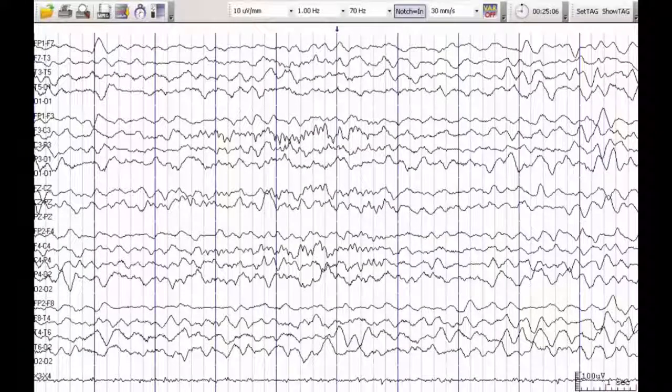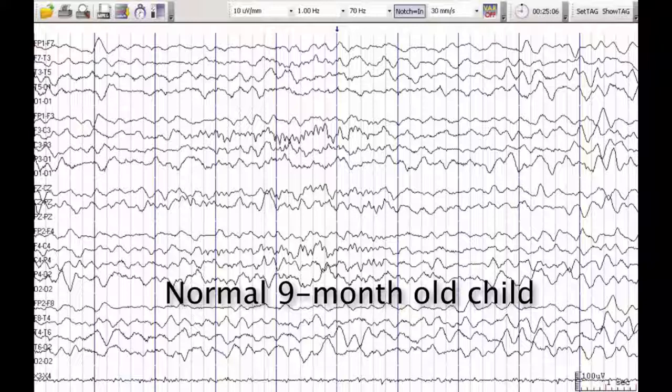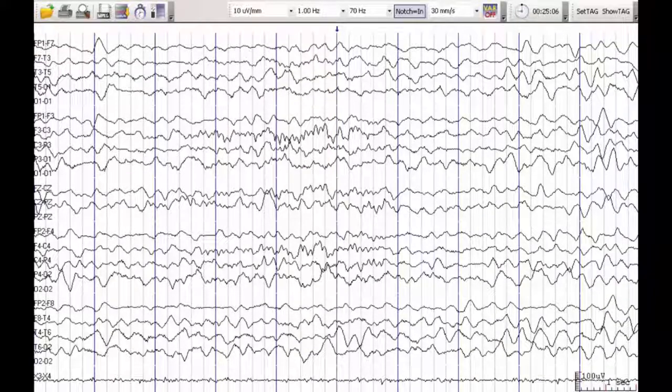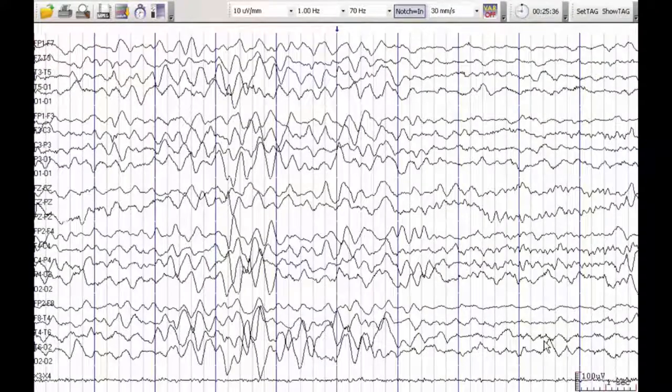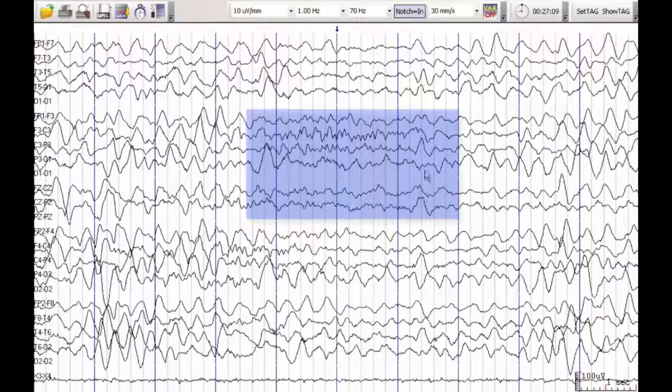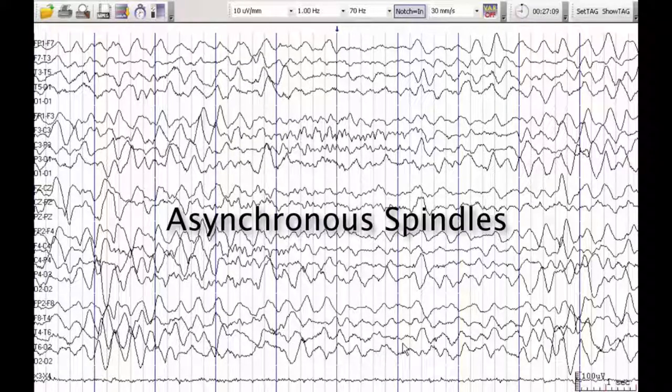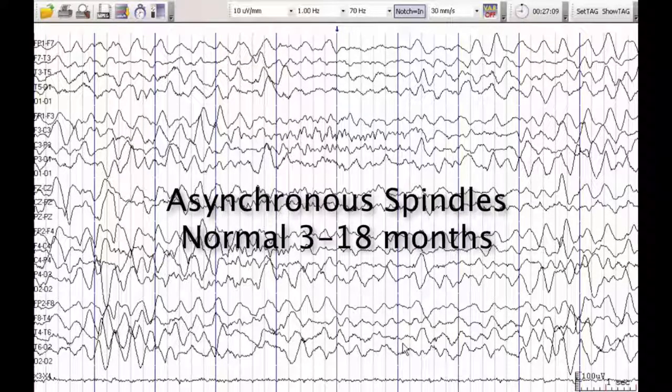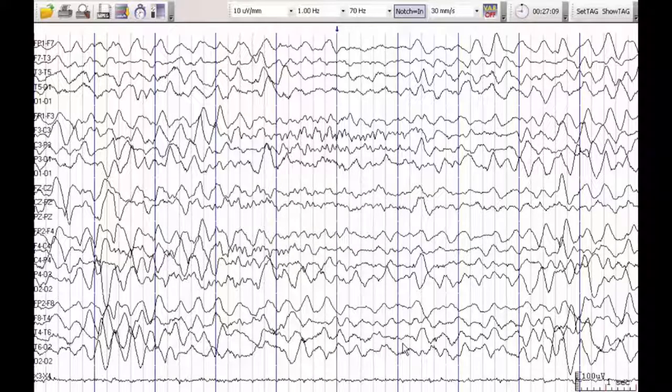This is a routine EEG during sleep in a normal 9-month-old baby. You can see in the center of the page another sleep spindle. In this case, the spindle is maximal at C3, CZ, and C4. If we look forward in this child, we can see that at times, the spindles are either maximal on one side, as seen here, or on the other side, as seen here. These are what are called asynchronous sleep spindles, which is a normal phenomenon between the ages of 3 months and 18 months. Some degree of asynchronous spindles can also be seen up to 2 years of age.